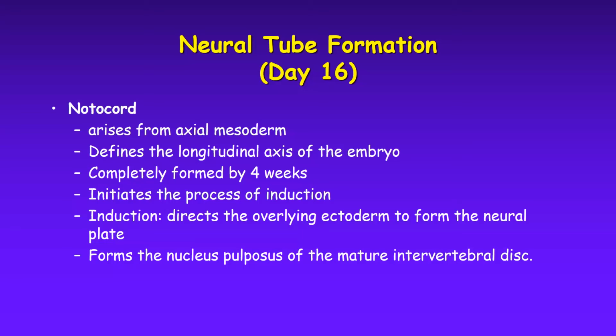Okay? This notochord runs along the longitudinal axis of the embryo. So this little notochord is like a piece of licorice or whatever you think about, through the middle of the mesoderm that represents a longitudinal axis of the embryo. It completely forms by 4 weeks. It starts the process of induction, which is where you kind of get the edges of the ectoderm pulling down into the mesoderm to start to create the tube. And I'll show you a picture here. So it gets the overlying ectoderm to form the neural plate and then become the neural tube.